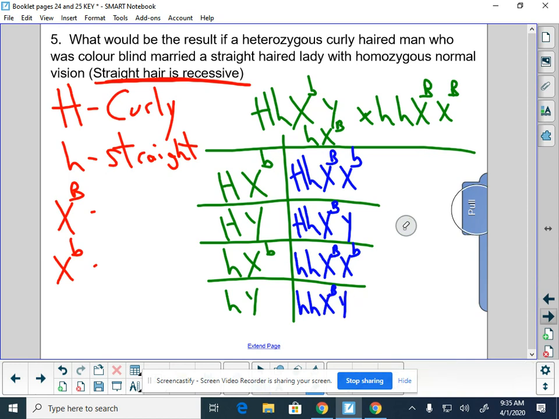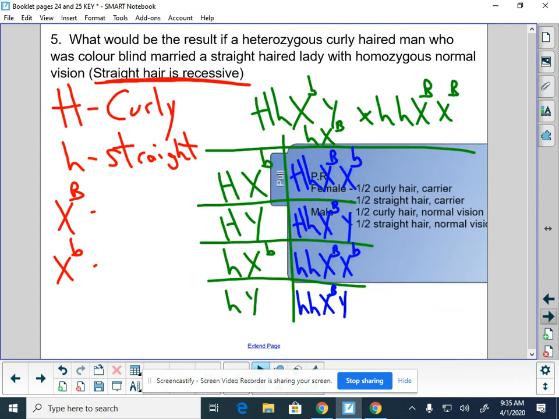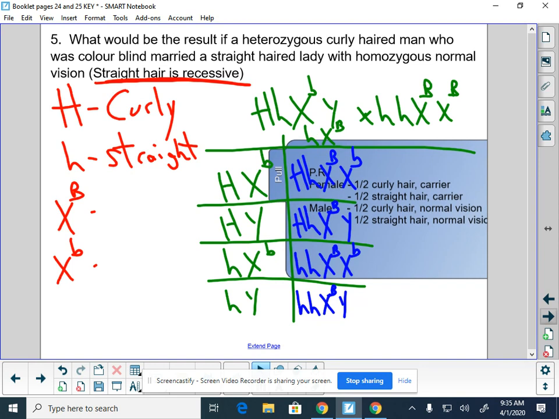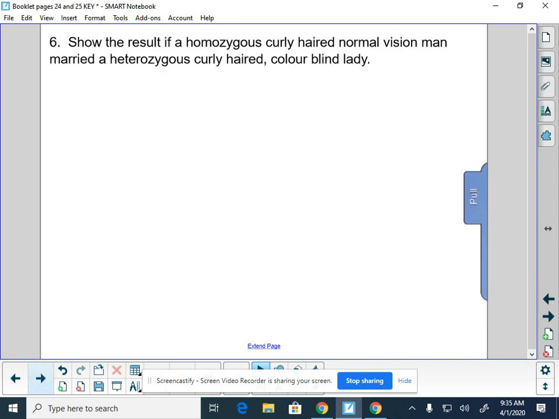There's my Punnett square. Oh, sorry, I dropped something, so I can't move this. There we go. And there's the phenotypic ratios. Hopefully you can see that. Trying to go quickly. Number 6, show the result of a homozygous curly-haired normal vision man.